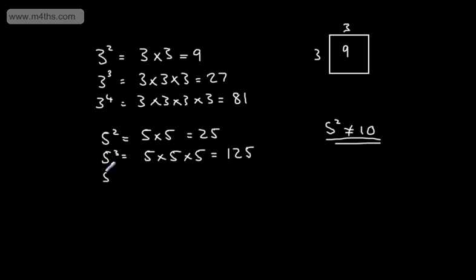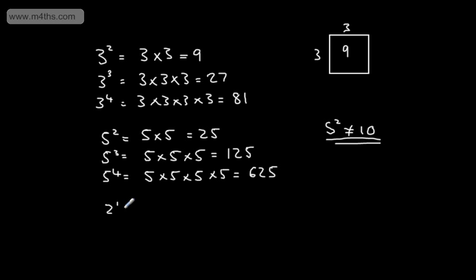And I could keep going. 5 to the power of 4, you're not likely to be asked to do this, but again, we would just have the 5s and we would have 4 of them, and that would give us now 625. So 5 to the power of 4 is 625. So that's calculating powers. Let's look at 2.